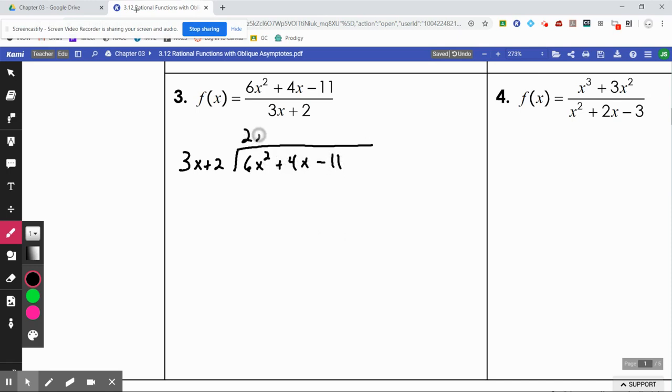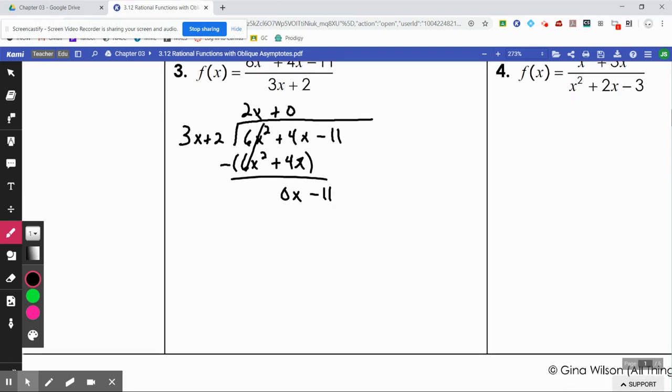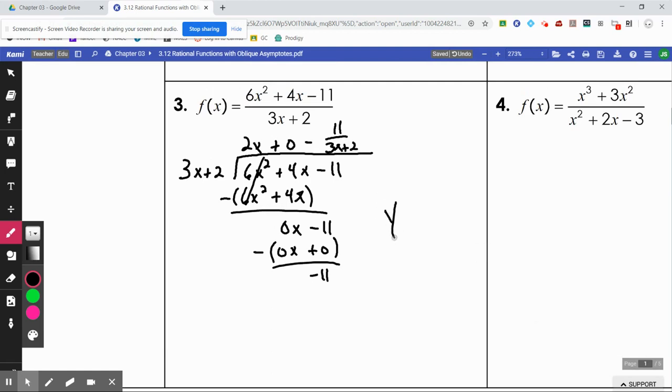3x into 6x squared gives you 2x. Distribute it, that's 6x squared plus 4x. Subtract it. It cancels. This gives you 0x, bring down negative 11. 3x goes into 0x plus 0 times. That would give you 0x plus 0. Subtract that, and that gives you negative 11 as a remainder. So that's minus 11 over 3x plus 2. Therefore, your oblique asymptote would just be this part, y equals 2x.